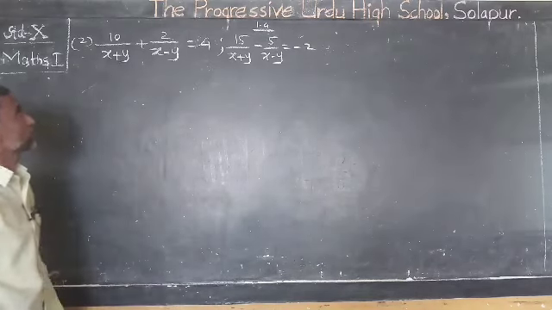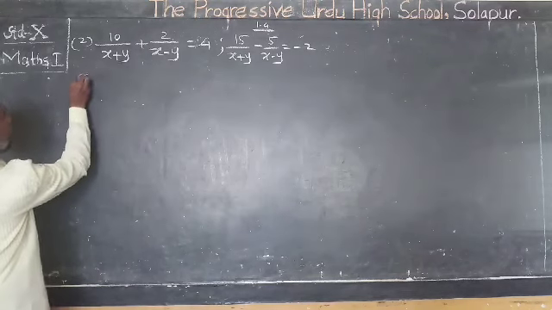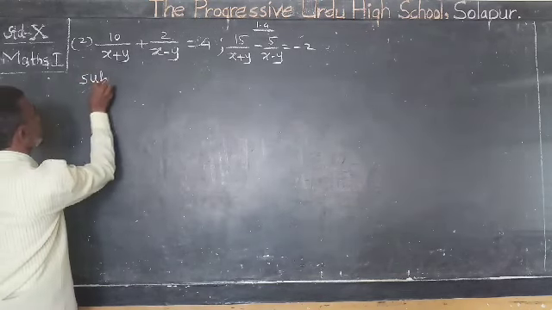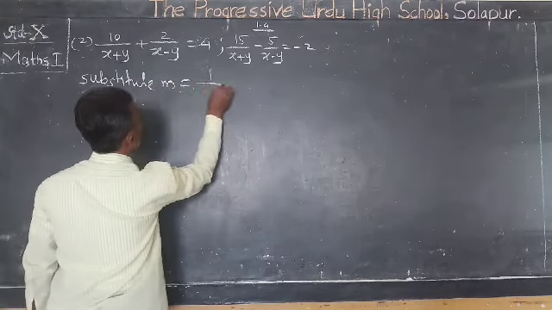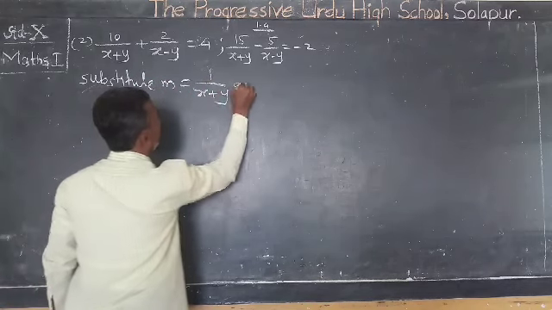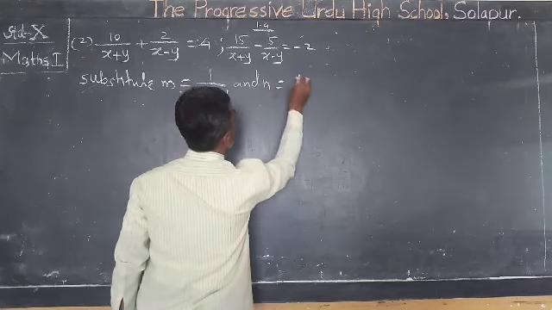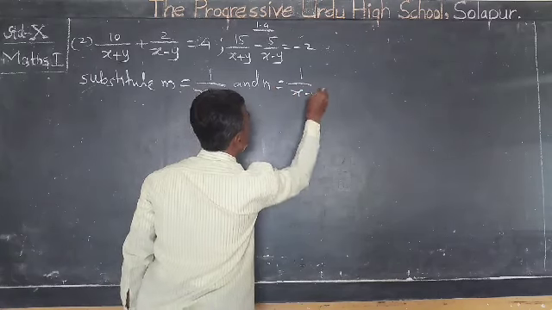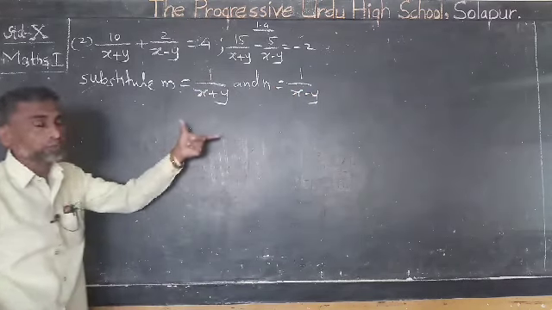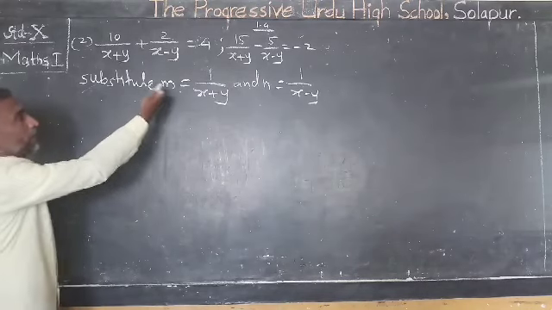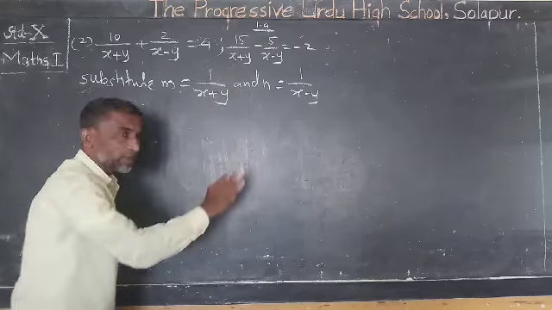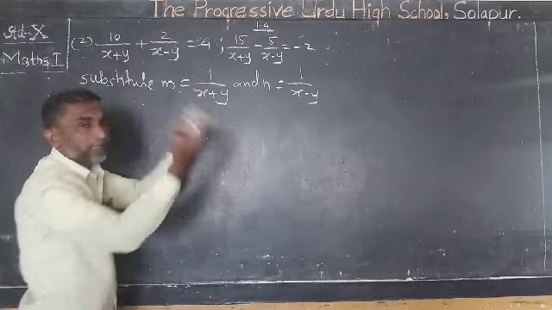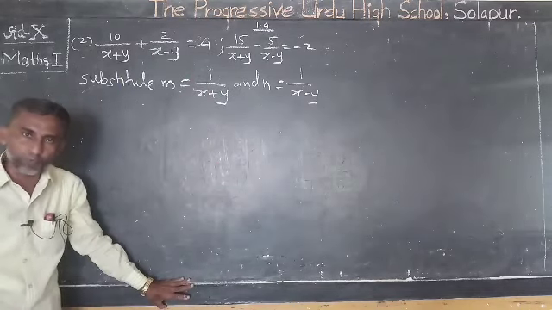How to convert? If you substitute m is equal to 1 upon x plus y and n is equal to 1 upon x minus y, then they will be converted into linear equations in two variables.